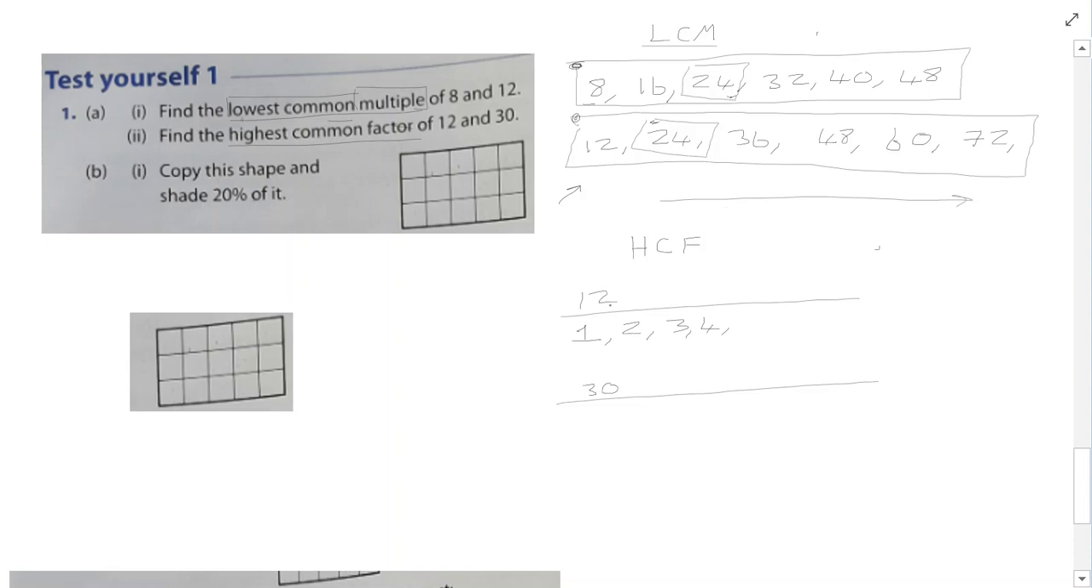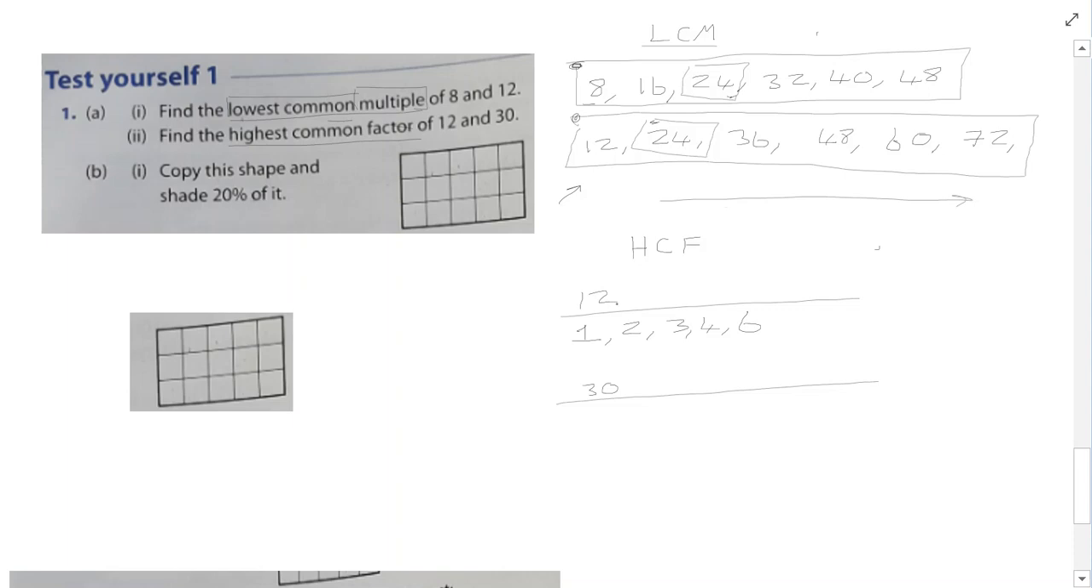5 will not divide into 12 evenly, so therefore we exclude it. It's not a factor of 12. So 6 is a factor of 12. It'll go in twice. So 6 is a factor. 7 is not a factor. It won't divide in evenly.